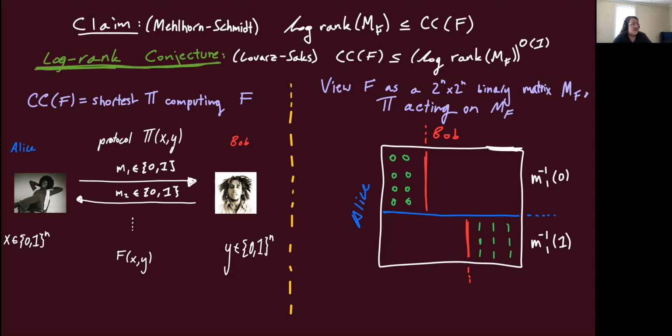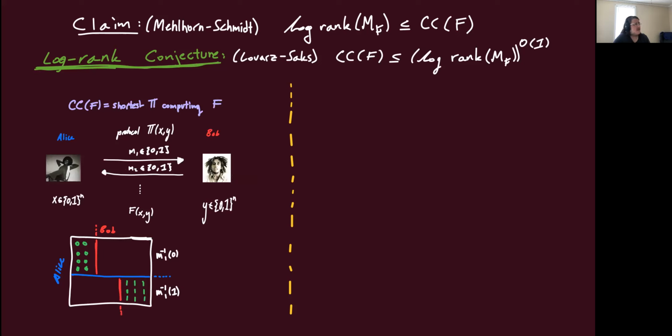And this brings us to our primary motivation for this paper, which is the log rank conjecture. And the log rank conjecture asks whether some type of converse to this is true. So whether it's the case that if I have a low rank binary matrix MF, it implies the existence of a short protocol. And so quantitatively, this asks if the communication is going to be upper bounded by some polylog in the rank of MF. Okay, and so this is the question that we'd like to understand.